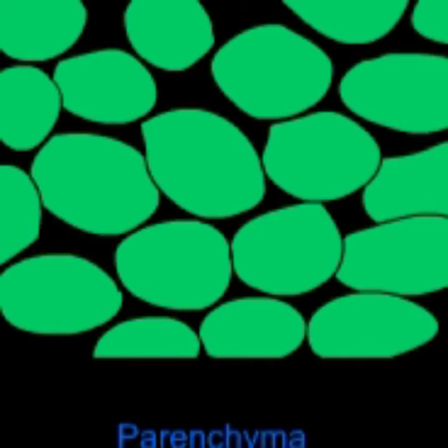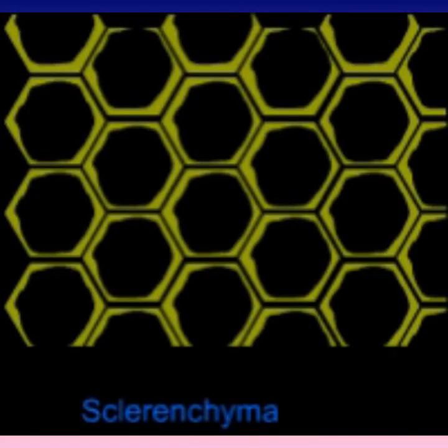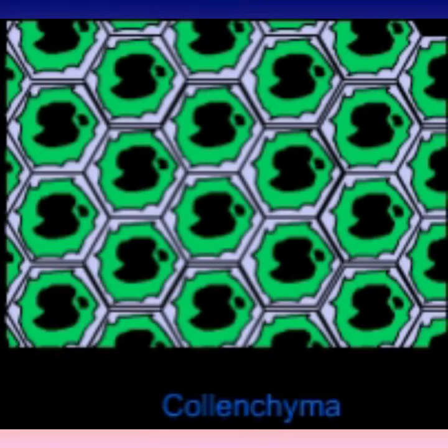There is very little intercellular space in case of collenchyma simple permanent tissue. Now there is the third type of simple permanent tissue, sclerenchyma. Dear students, it is the tissue which makes the plant hard.